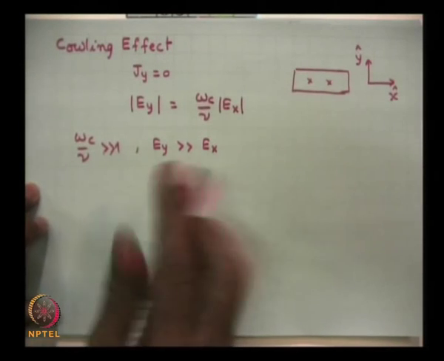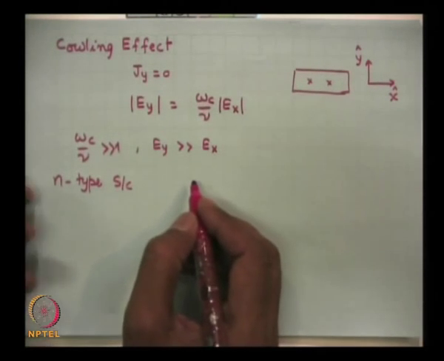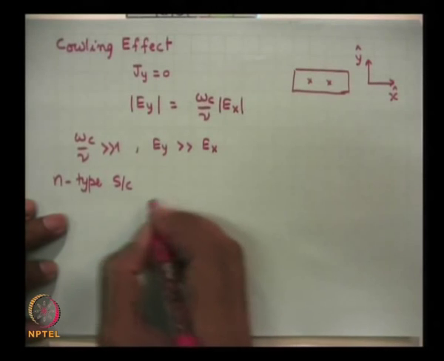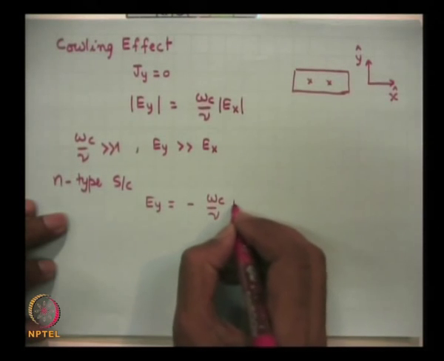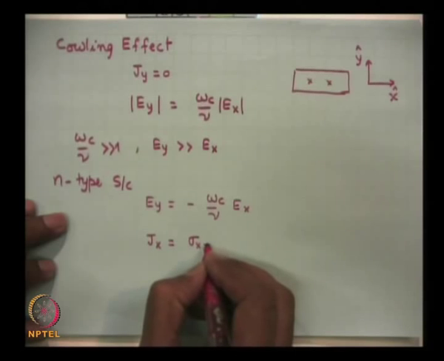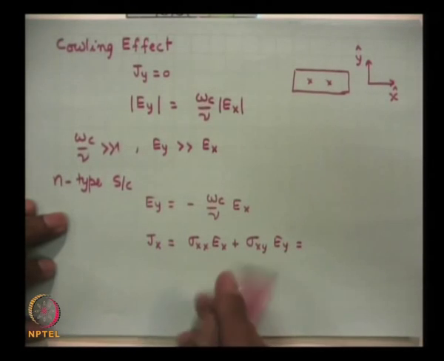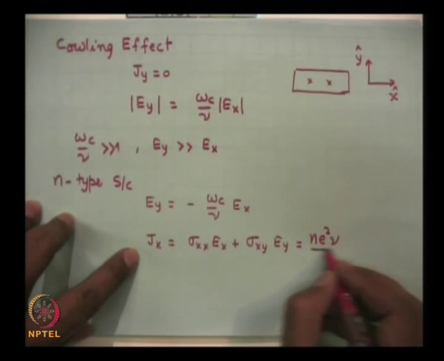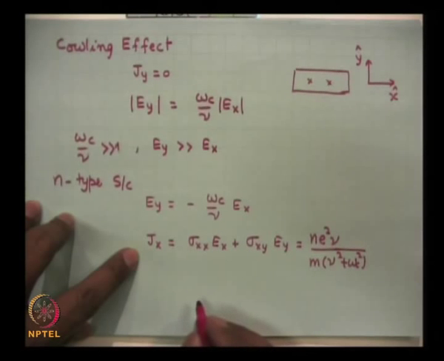Another thing that you can do, suppose I am taking an n-type semiconductor or a simple plasma in which ion motion you can ignore and electron motion is considered. In that case, you will see that Ey is equal to minus omega c upon nu into Ex. How about Jx then? Jx is equal to, I had written, sigma xx Ex plus sigma xy Ey. Please put the values of sigma xx, which is equal to n e square nu upon m, nu square plus omega c square, into Ex.